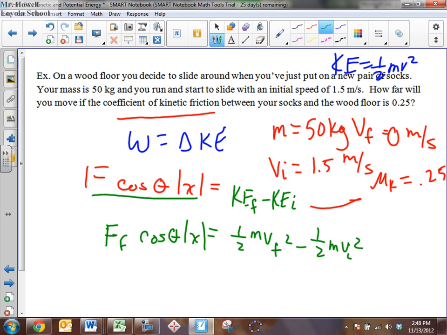Now, everybody go like this, please. There is no final velocity. This value is 0. So draw your line through it and make this whole thing go to 0. Okay? And again, it's only this portion that is 0 in this problem. Okay? There is initial velocity.